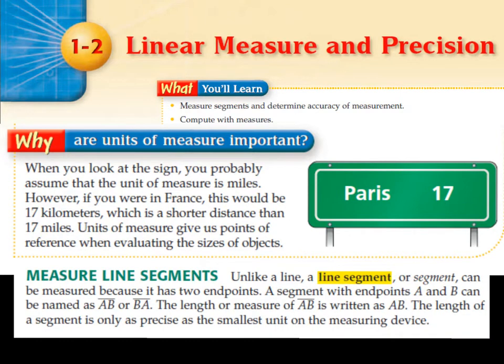Unlike a line, a line segment, or just segment, can be measured because it has two endpoints. A segment with endpoints A and B can be named as segment AB or segment BA. The order doesn't matter. The length or measure of segment AB is written as AB without a bar over it.